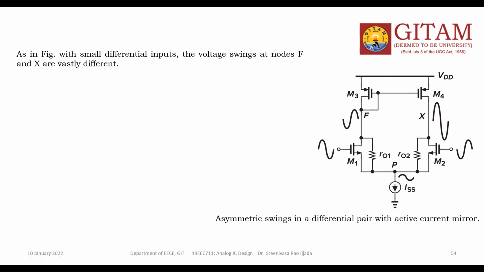This is the asymmetric swings in a differential pair with active current mirror load. Generally, if the circuit is symmetric, whatever swing is here must be the same swing you get here. The swing should not change. But here the swing is different, and here the swing is different. I can call this asymmetrical swings. That is what you observed in this one.